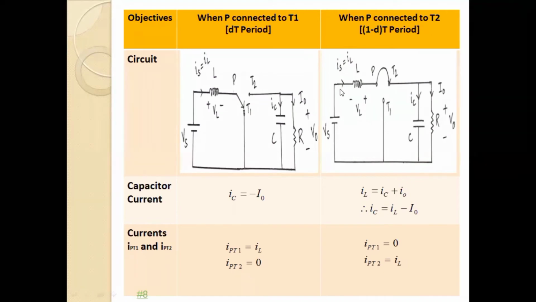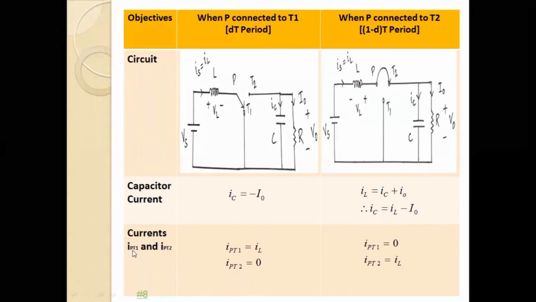My current now flows in this direction. IL is flowing in this direction. IC is this one. I naught is this one. So IL is equal to IC plus I naught. Since we are drawing IC, IC is equal to IL minus I naught. Okay, and IC is equal to minus I naught over here, because if you apply this equation over here, this P is connected to T1, no IL flows through this circuit. So I have substituted IL equal to 0 and IC becomes equal to I naught. Okay, I'll come to this later. Just understand the equation why I'm drawing. IC, I'll draw it later, always.